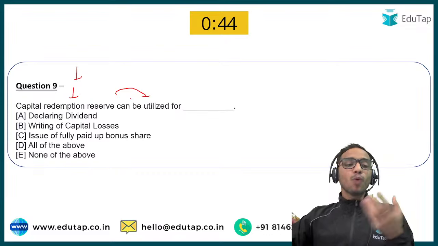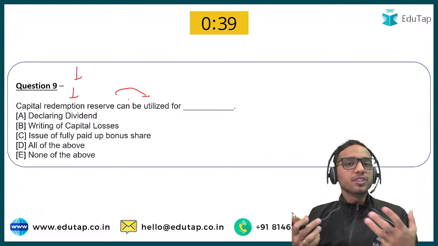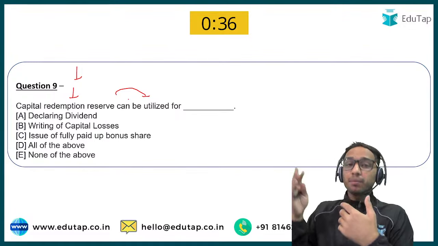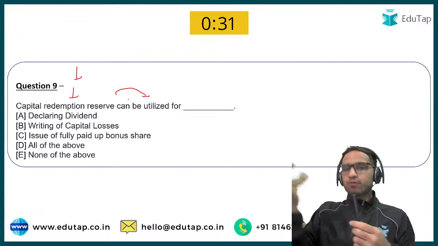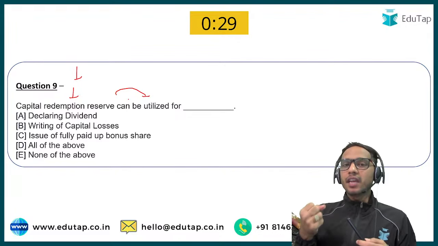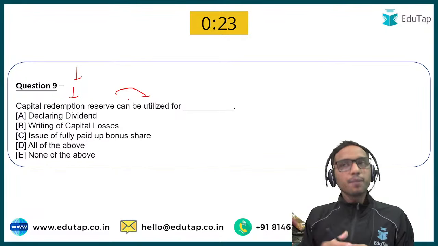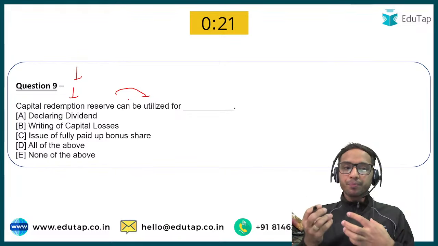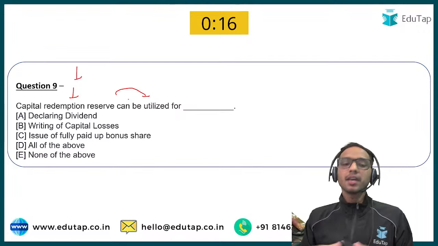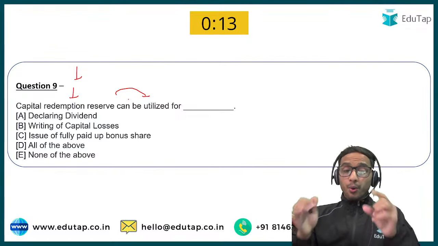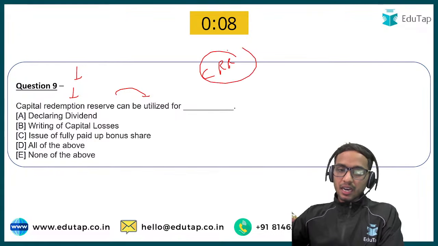First of all, let me tell you why we prepare this capital redemption reserve. When we have preference shares and we have to redeem them, redeem means we have issued preference shares and got the money, and now we are taking back our preference certificates and giving back the money. So we are redeeming it. When we redeem our preference shares, we generally prepare a capital redemption reserve. The question is asking in what scenarios this capital redemption reserve, that is CRR, can be used.